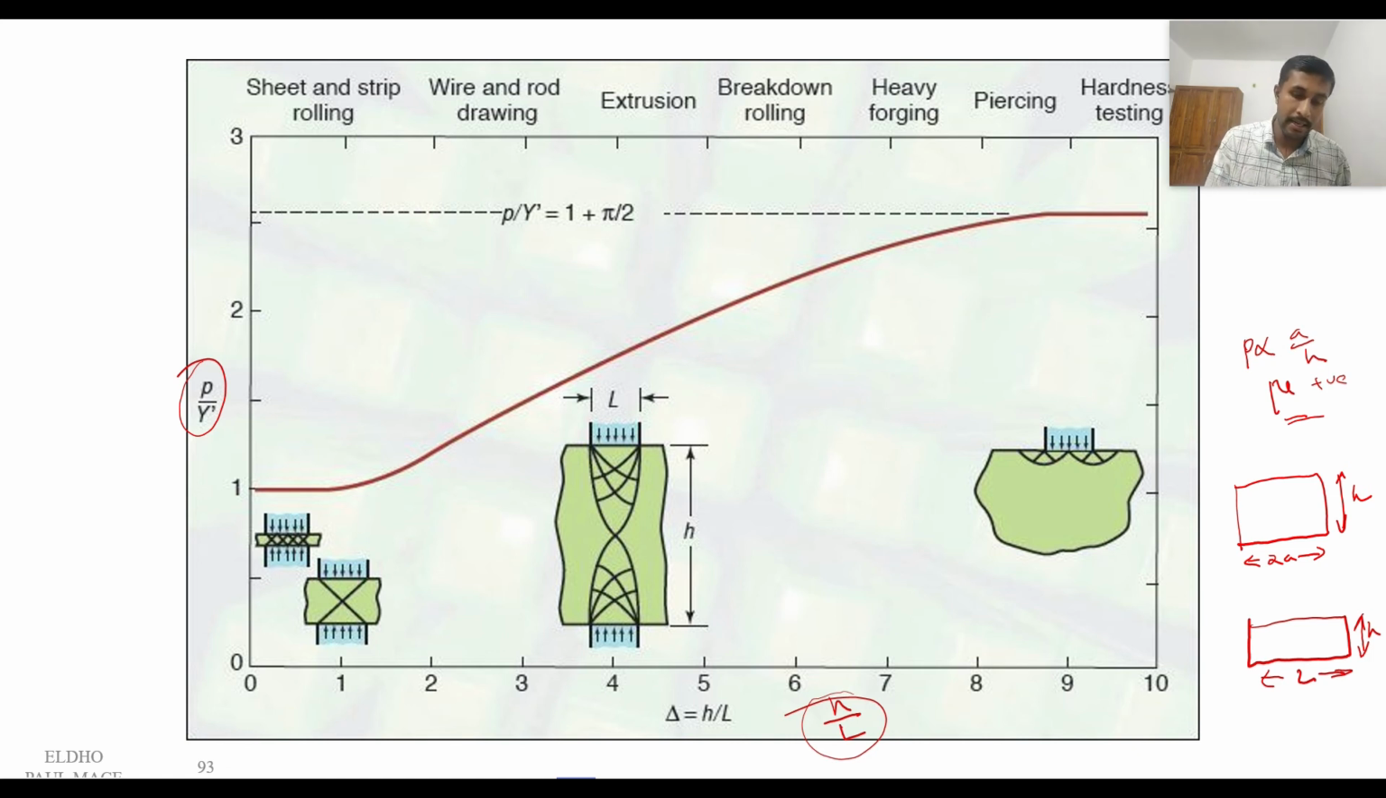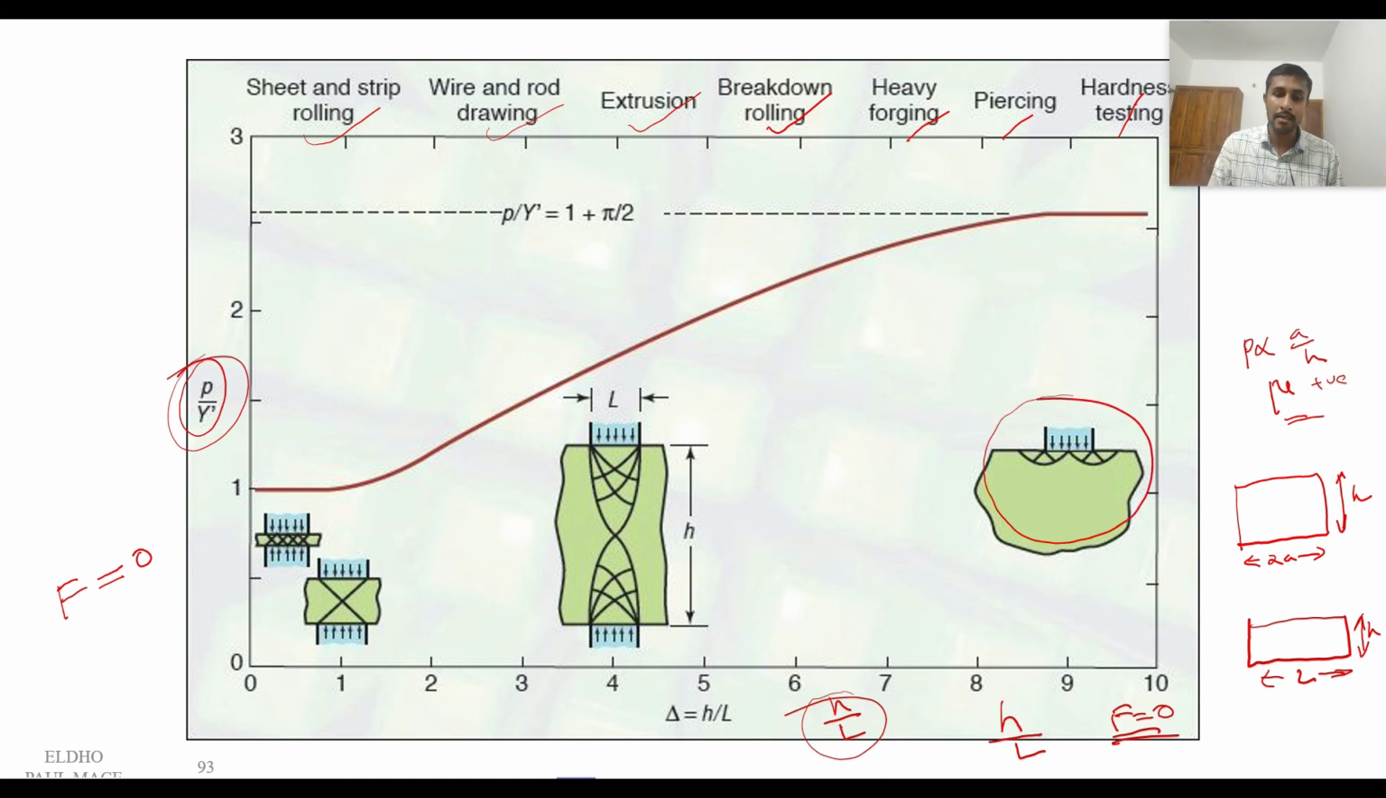Okay, so what is the reason for this variation? Here in this diagram, we consider that during every process, the friction force is equal to 0. So we consider different manufacturing processes: rolling, drawing, extrusion, breakdown rolling, forging, piercing, hardness testing. So in different manufacturing processes, we can see the influence of S by L ratio when friction is equal to 0. There is no friction between the die and workpiece. Even when the friction is equal to 0, there is an influence of S by L ratio in the pressure distribution.